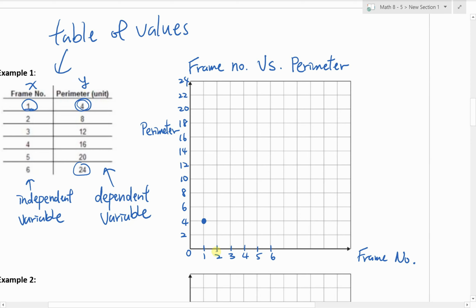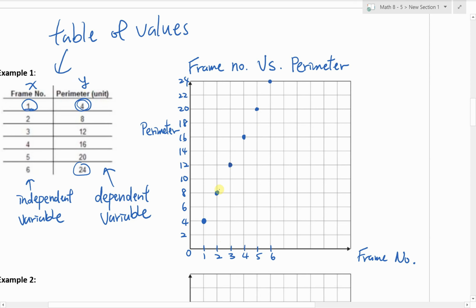2, 8. 2, 8 is right here. 3, 12, that is right here. 4 comma 16, that is right here. Again, from this point, the x coordinate is 4, the y coordinate is 16. 5 comma 20, that is right here. 6 comma 24 is right here.